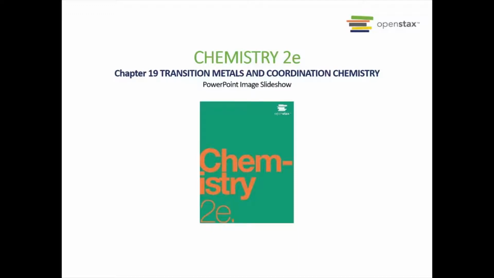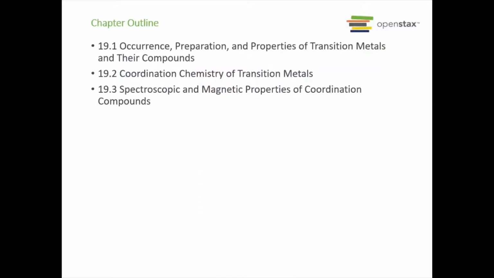Everyone, we are doing chapter 19, which is Transition Metals and Coordination Chemistry. This chapter only has 3 sections, but they're fairly long, so don't let it fool you. We have the occurrence, preparation, and properties of transition metals and their compounds, coordination chemistry of transition metals, and spectroscopic and magnetic properties of coordination compounds.